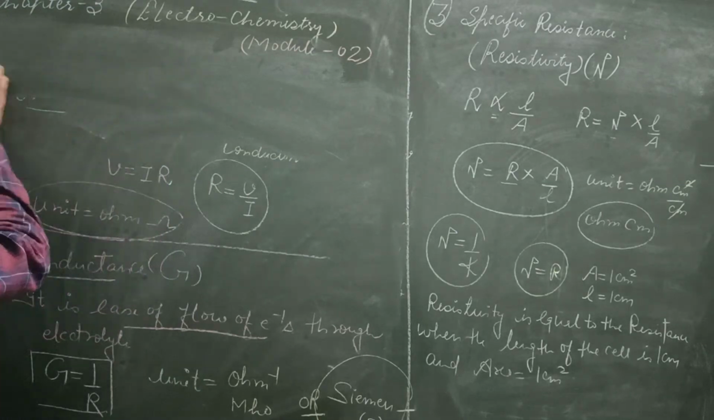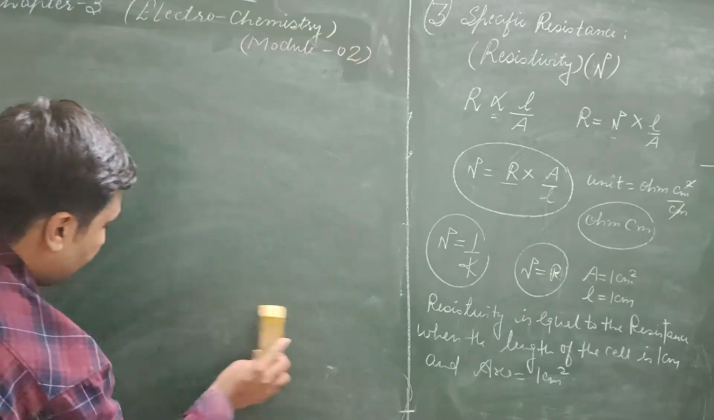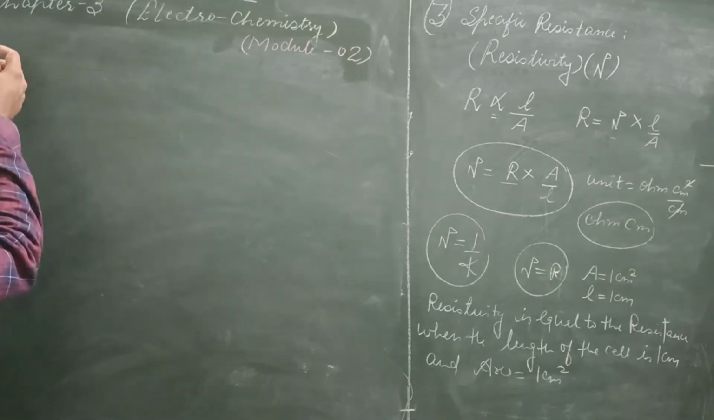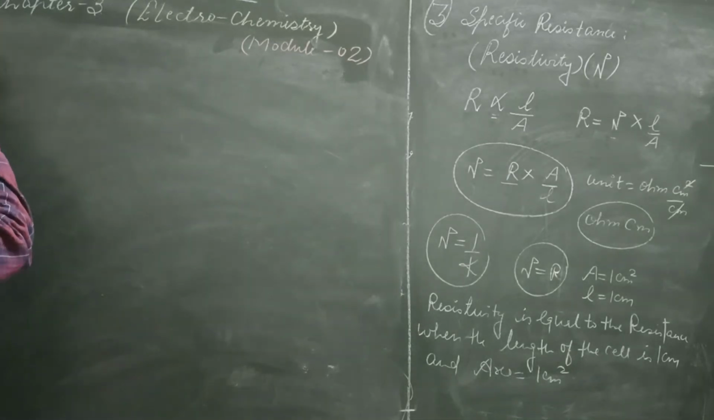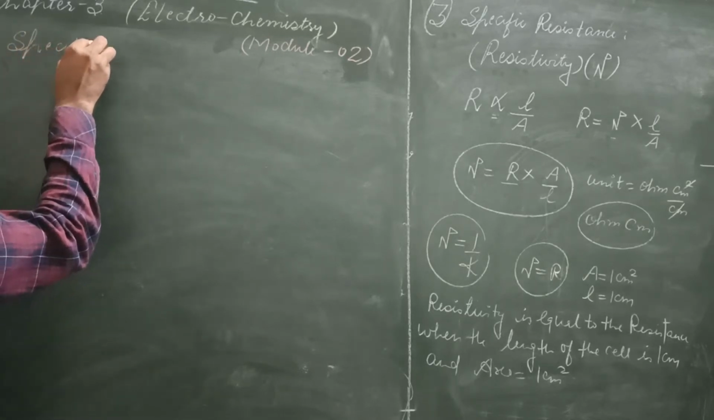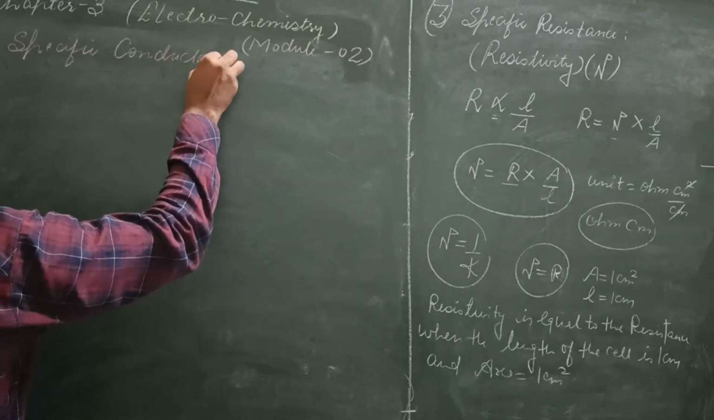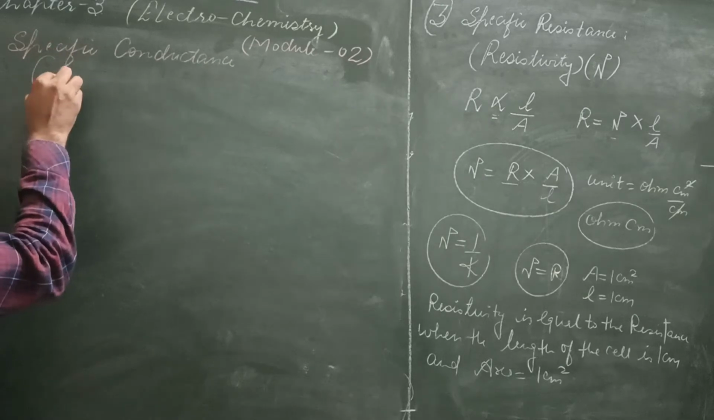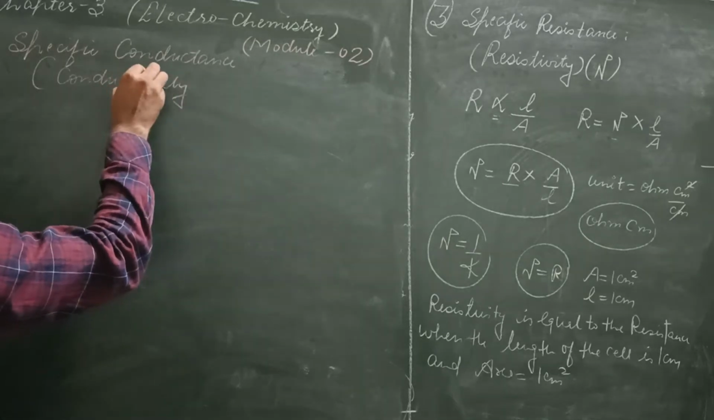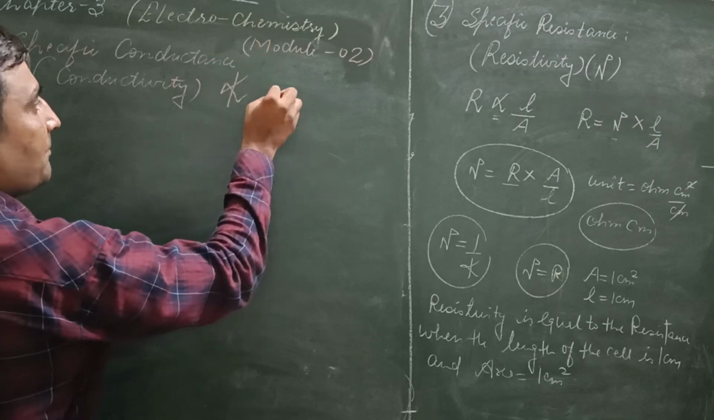Let's shift further. After this, the next term, term number 4, is specific conductance or conductivity. It is shown by the symbol kappa.